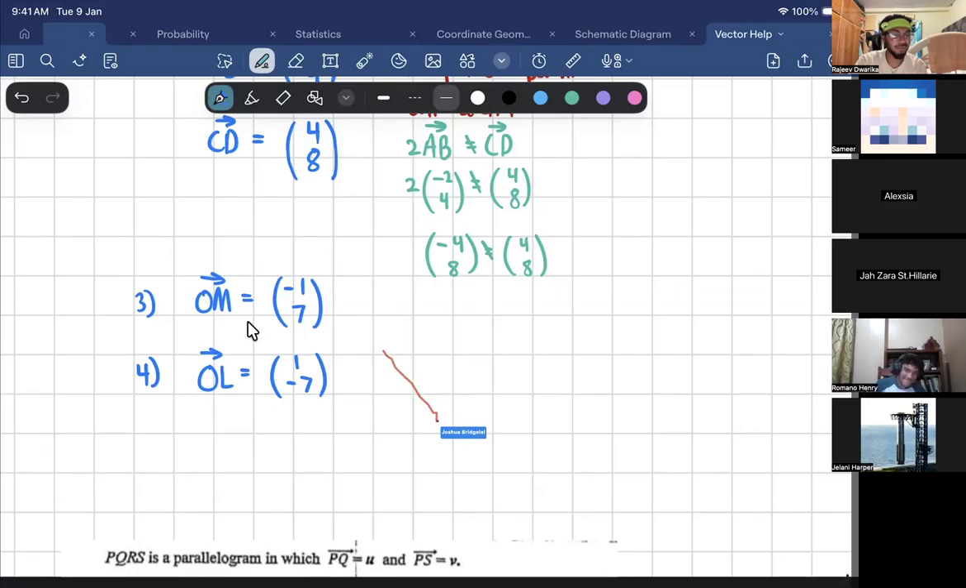Joshua, try to abstain from drawing on your screen so much. Right? So I wasn't here for the beginning of the class, so I don't know.